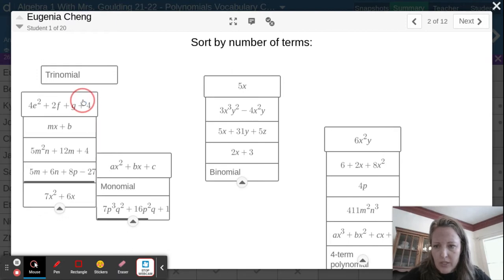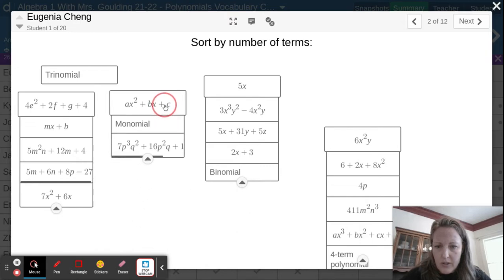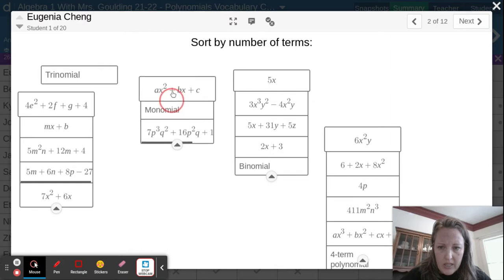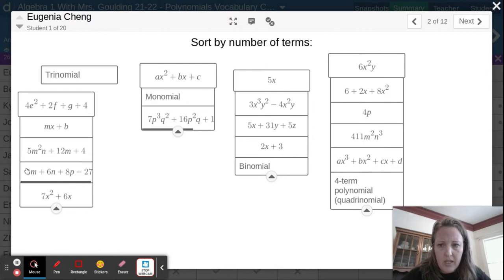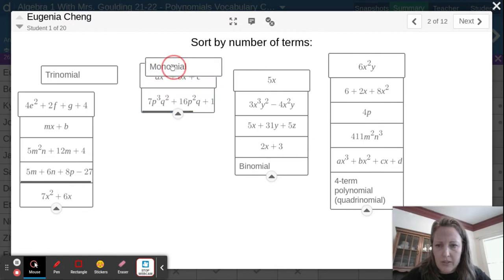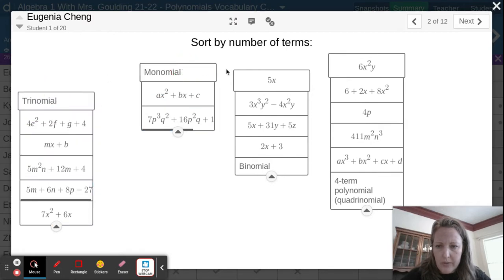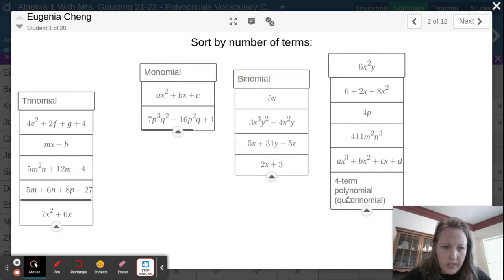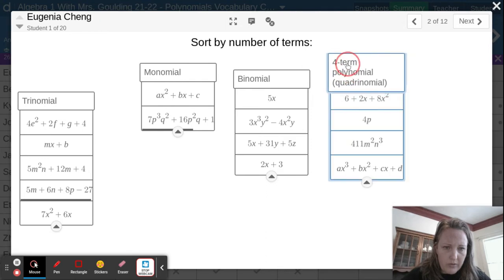So this person was trying to organize these all into trinomials. And these are the monomials, these are the binomials, and these are the 4-term polynomials, okay? So first thing I might do is just shuffle the title to the top. If you bump them together and they turn blue, that's how you know that you're good. Forgive me, I'm just going to move these around for you.